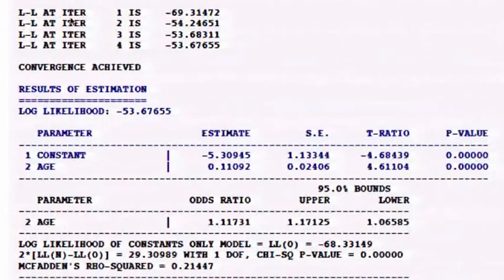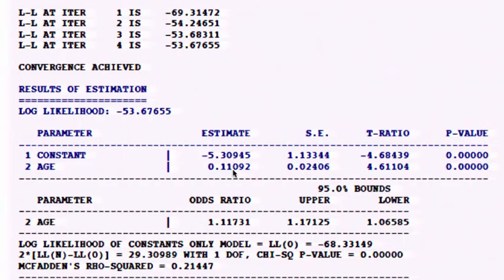At the end of the day, here's the log likelihood at the 4th iteration, which was the final iteration, so it just repeats that log likelihood. As it iterates the values of beta, it updates the log likelihood. Notice that the log likelihood is getting bigger and bigger, less and less negative, until the biggest it could ever be is minus 53.676. That maximized the log likelihood. The values of beta that did it were beta naught, which was minus 5.31, and beta 1, which was 0.11. Those are the coefficients that maximize the log likelihood.